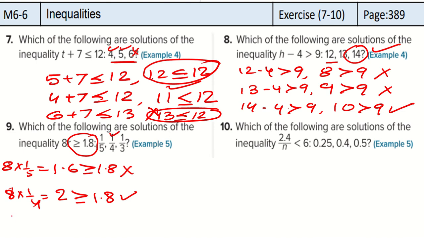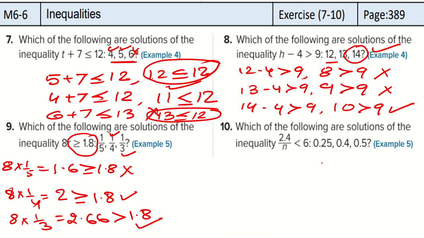Now, take 1 over 3 also just to check. 8 times 1 over 3 equal to 8 over 3 means 2.66. 2.6 is bigger than 1.8. This is also correct. So, 1 over 3 is also the correct answer.